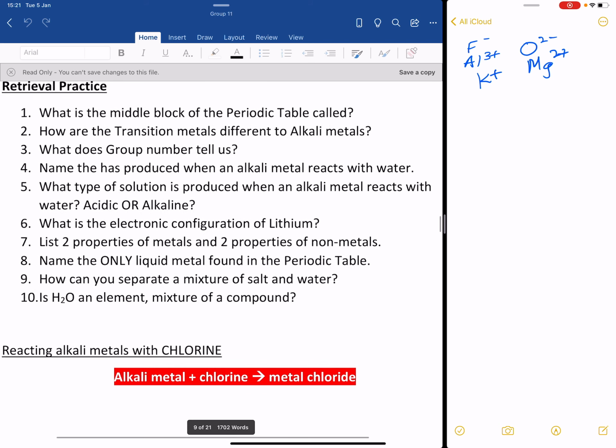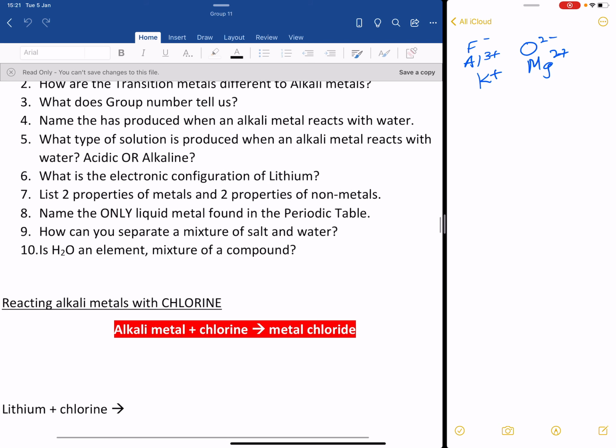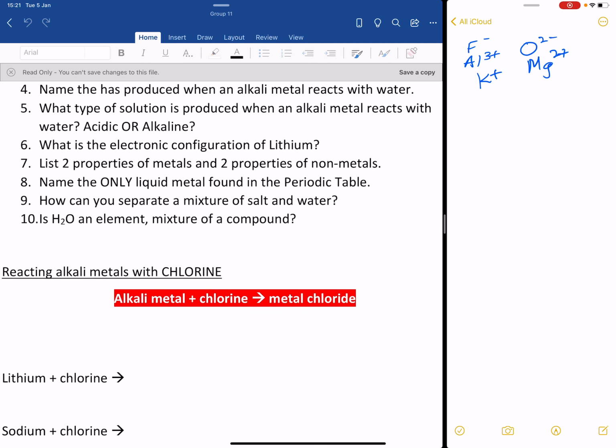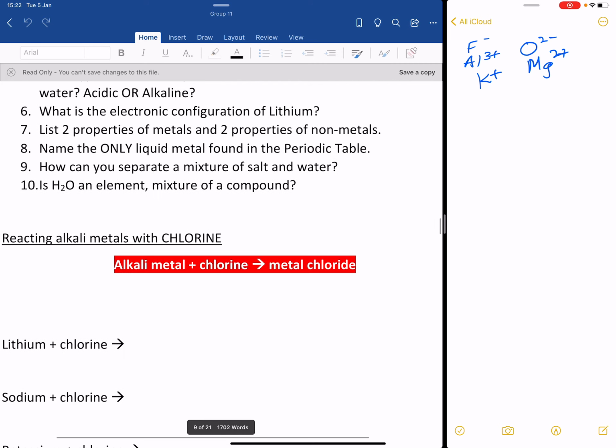Number 4, name the gas produced when an alkali metal reacts with water. It is hydrogen. Number 5, what type of solution is produced when an alkali metal reacts with water? It's alkali. What is the electronic configuration of lithium? Lithium has an atomic number of 3, so that will be 2.1.